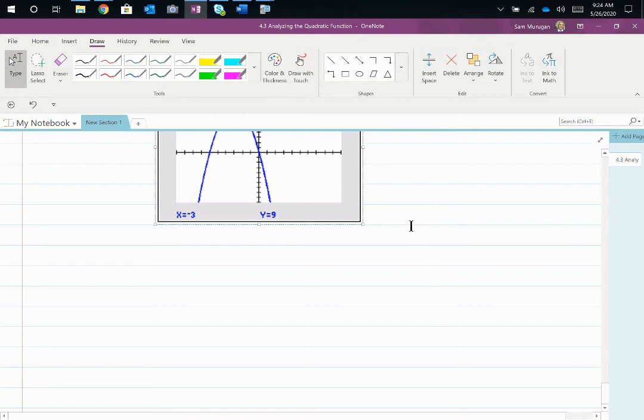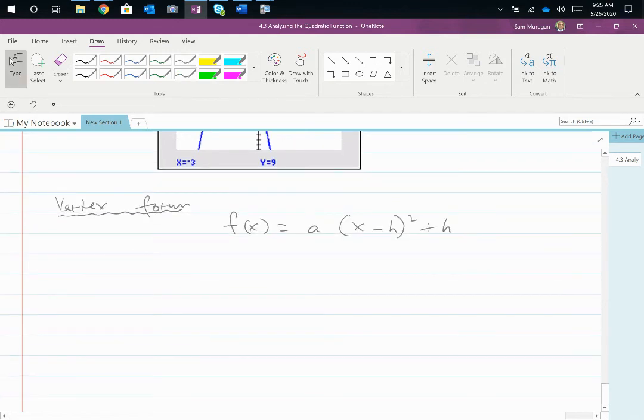Yeah, that's excellent. All right, so now we want to speak a little bit about the vertex form. So the vertex form is f of x is equal to a times (x minus h) squared plus k, where h and k, of course, is the vertex. Notice this does not have a b and c value. We would have to compute that.